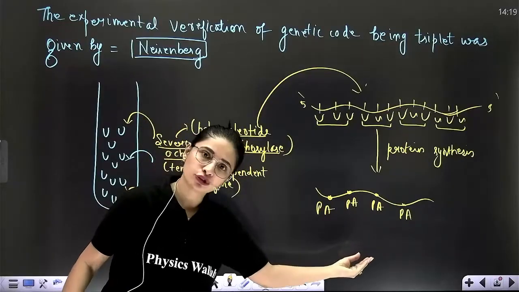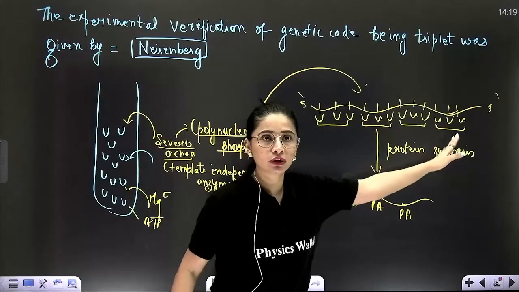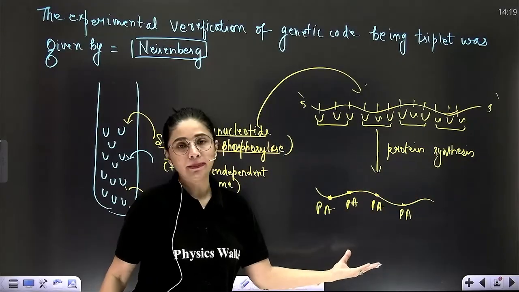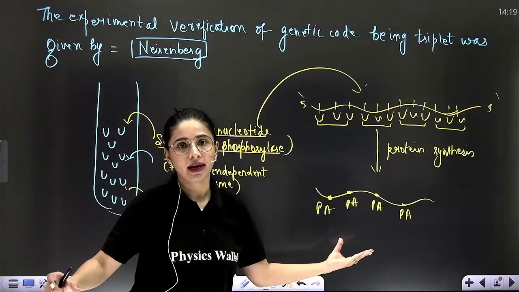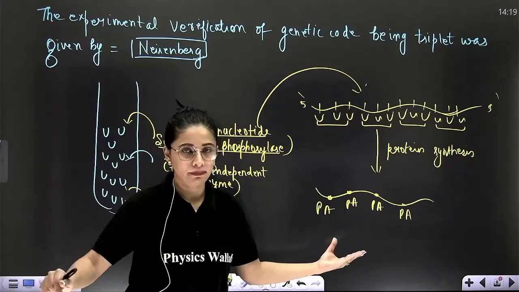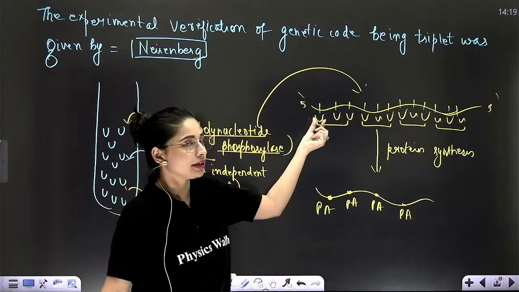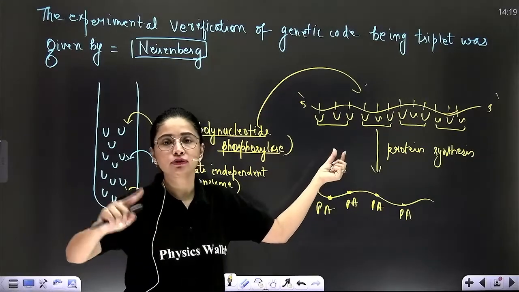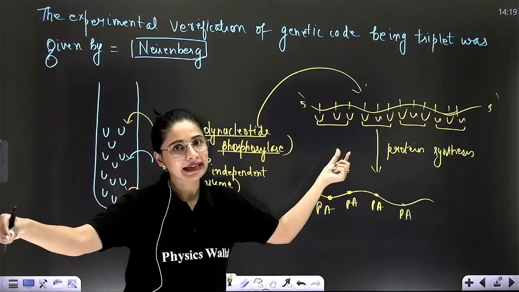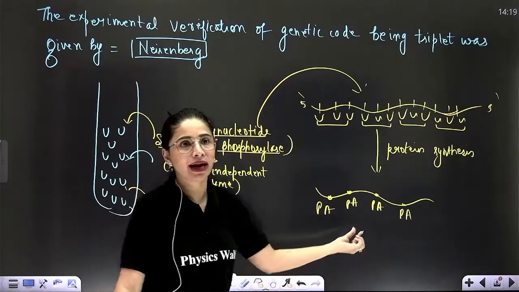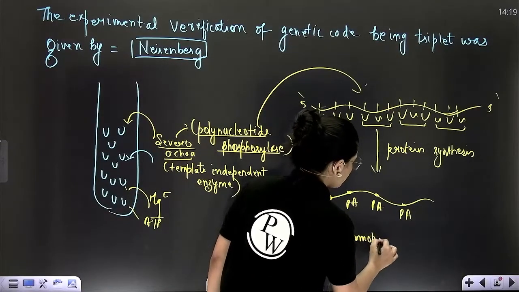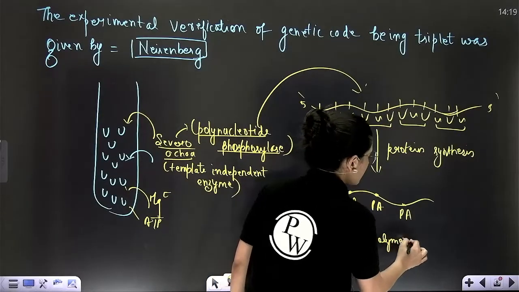Is it not true? See, he added 12 nucleotides in a multiple of 3, so he obtained a 4 amino acid chain. Hence, the genetic code is triplet. First thing, that means each 3 nucleotides make 1 codon, and that 1 codon, triple U, is coding for phenylalanine, and hence the chain of phenylalanine is being obtained. Homopolymer, why? Because all the amino acids are of the same nature.